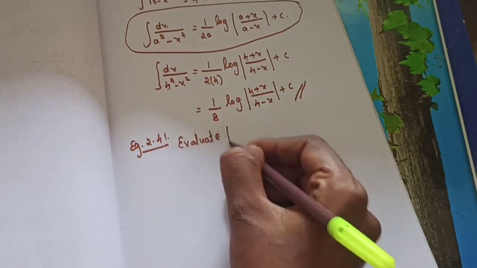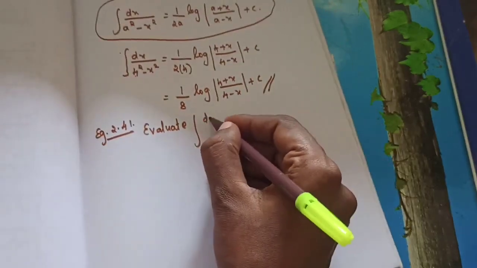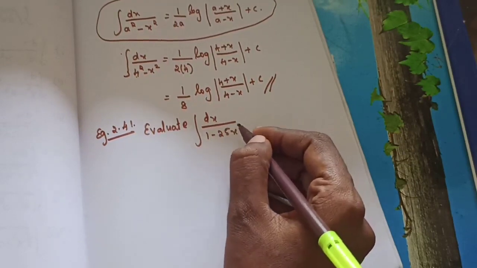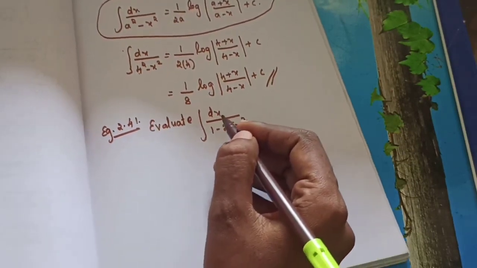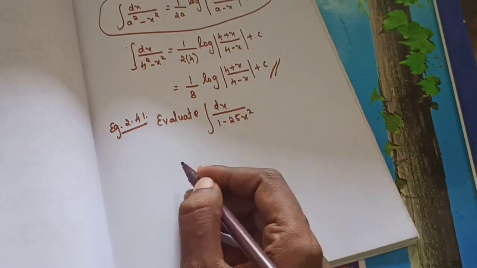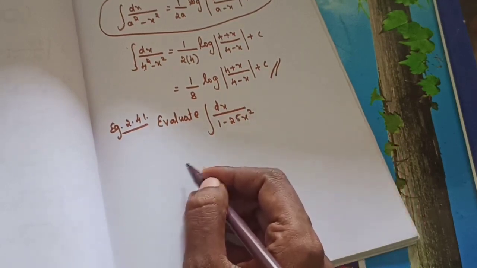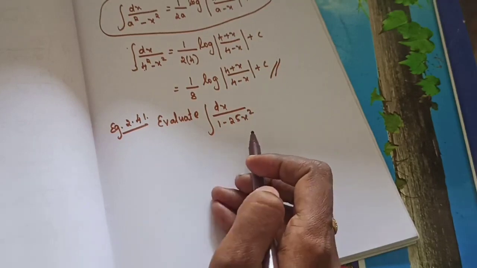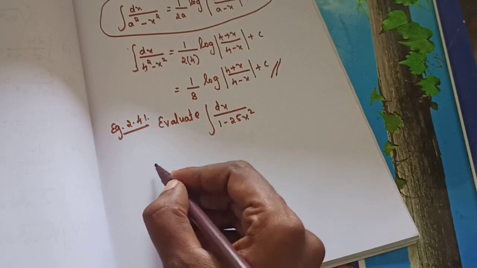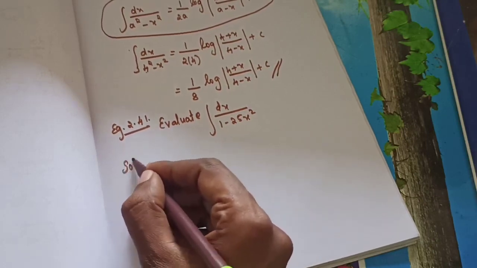Evaluate integral of dx divided by 1 minus 25x square. So, how will you do this one? We need to change the denominator in the form of a square minus x square, otherwise x square minus a square. So first we are going to rearrange this, right? Solution.